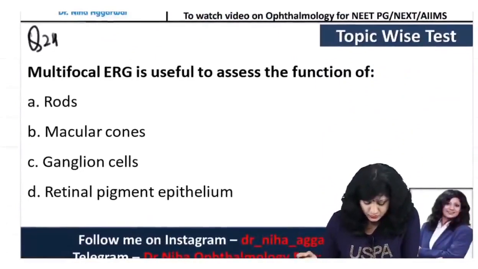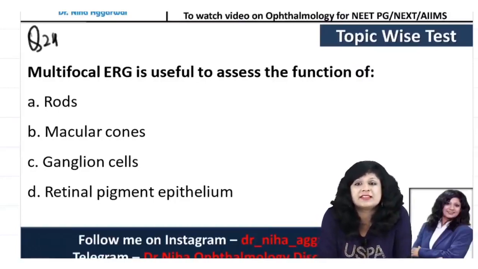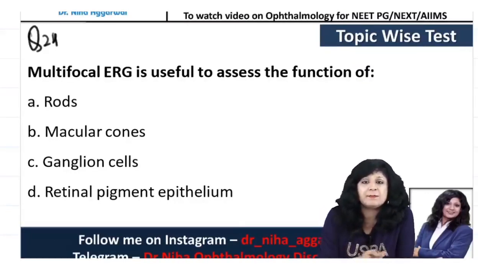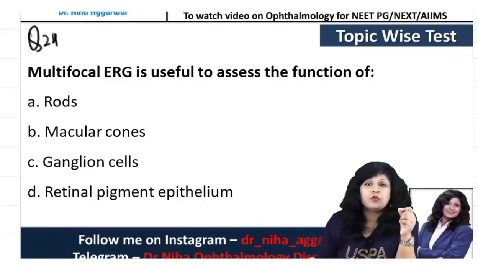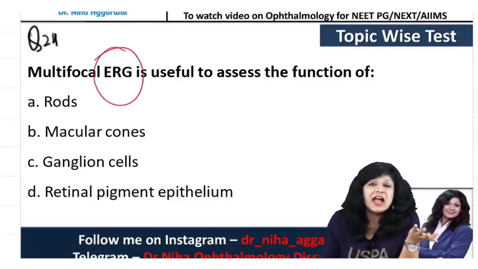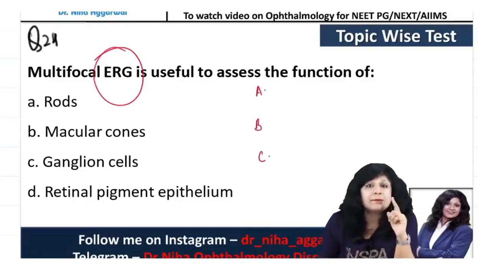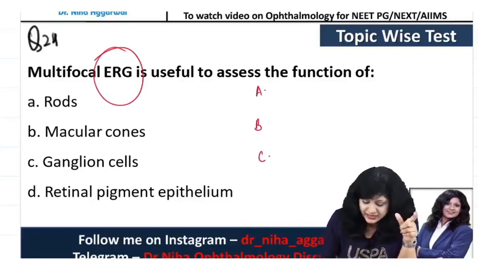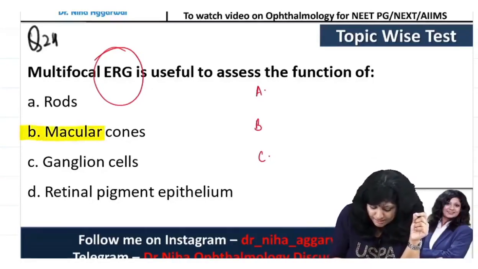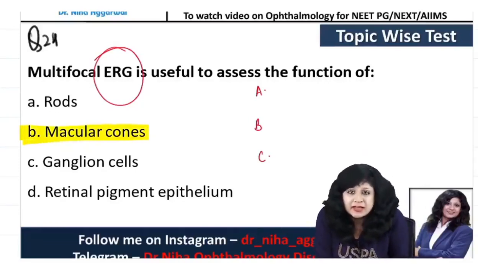Next question, number 24. Multifocal ERG. Multifocal ERG is useful to assess the function of the rods, the macular cones, the ganglionic cells, or the retinal pigment epithelium. Now, what is the function of this multifocal ERG? If you look at this ERG, it has got A wave, then B wave, and it has C wave. So mainly what is the function of this multifocal ERG? It is for seeing the function of the macular cones, especially the cones which are located in the macula.